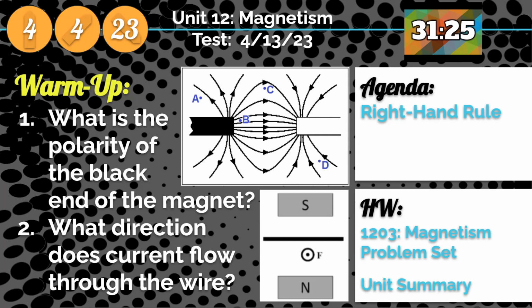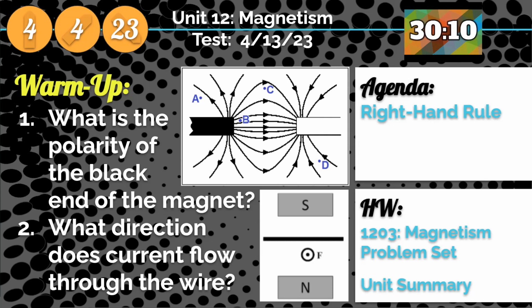So the warm-up question, the first one says, what is the polarity of the black end of the magnet? So in the diagram you see two magnets. One of them is black, one of them is white, and we're going to need to determine the polarity, meaning I want to know, is it a north pole or is it a south pole? And we're looking at the black one. So take a moment, look at it if you haven't yet.